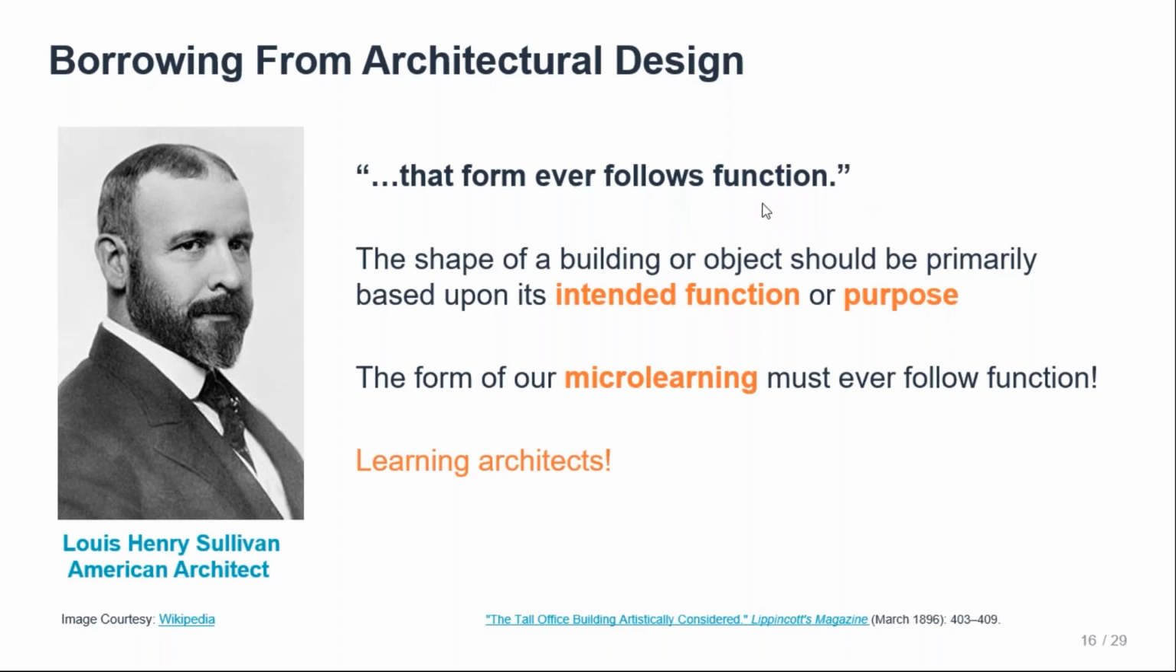And this principle has been stated by Henry Louis Sullivan, an American architect. We borrow this principle that says the shape of a building or an object should be primarily based on its intended function or purpose. Similarly, the format of our microlearning asset should be based on its intended function, and that's how we become true learning architects. I had given an example earlier, and I would just like to reiterate that example.